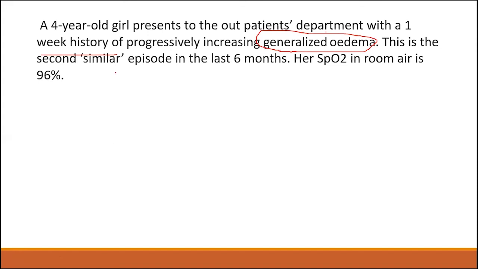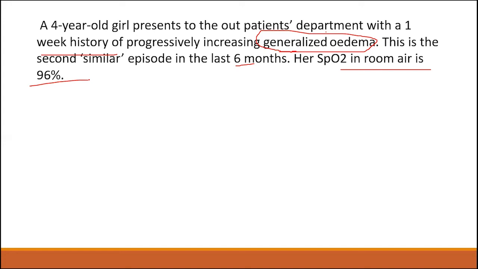Now, this is the second similar episode in the last 6 months. Her SpO2 in room air is 96%. So again, ask yourself, what major organs am I looking at? It could be the liver, it could be the heart, it could be the kidney, it could be the GIT. That's all.